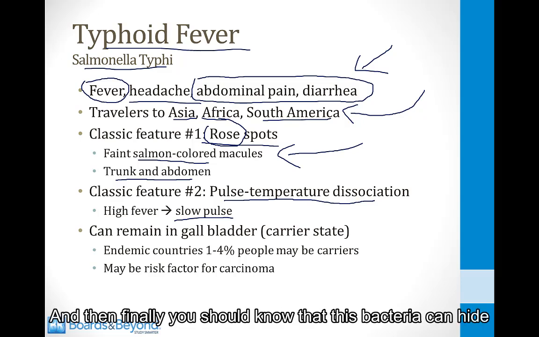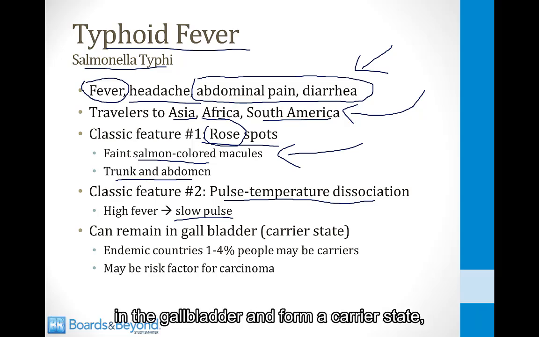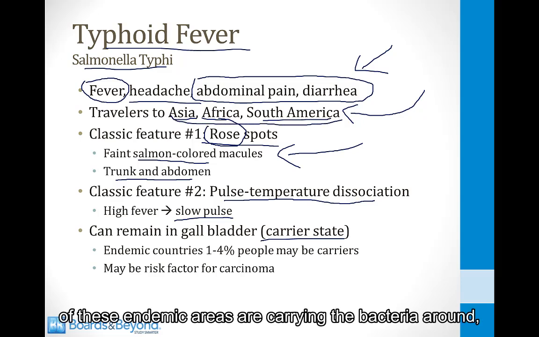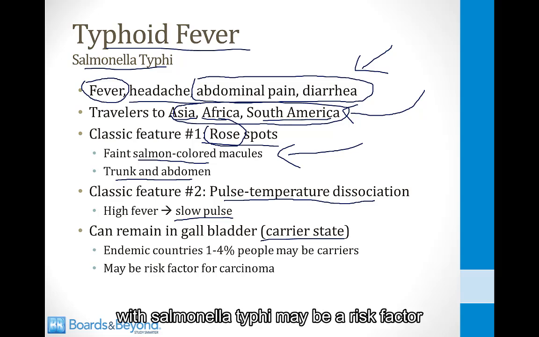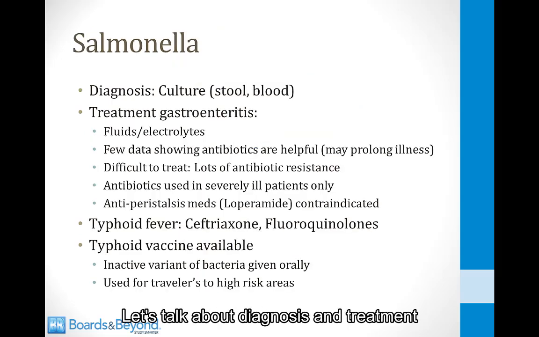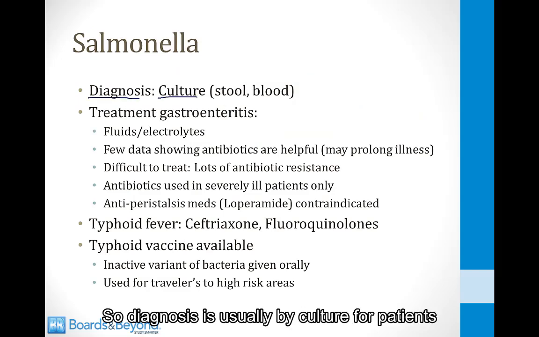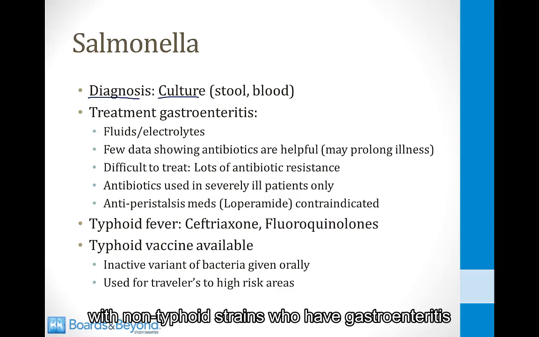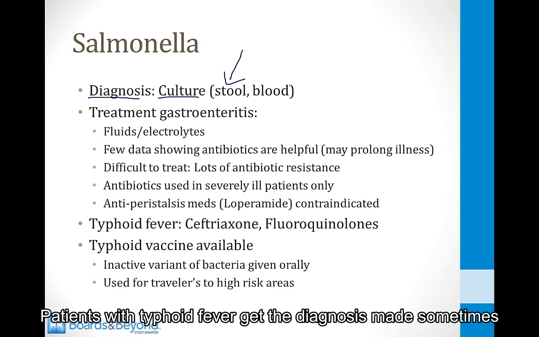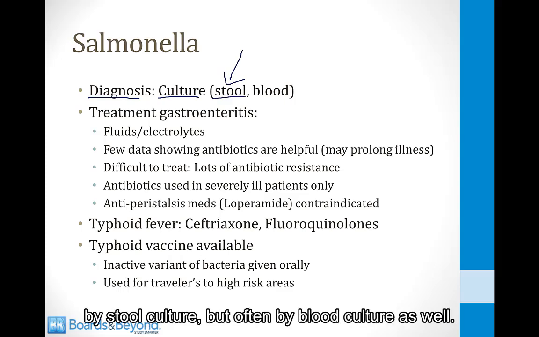And then finally, you should know that this bacteria can hide in the gallbladder and form a carrier state. As many as 4% of people in some of these endemic areas are carrying the bacteria around. And chronic infection with Salmonella typhi may be a risk factor for gallbladder carcinoma. Let's talk about diagnosis and treatment of Salmonella infection. So diagnosis is usually by culture. For patients with non-typhoid strains who have gastroenteritis, it's diagnosed from a stool culture. Patients with typhoid fever get the diagnosis made sometimes by stool culture, but often by blood culture as well.